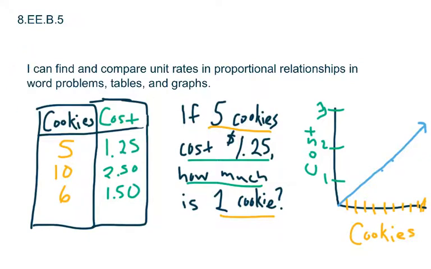Our objective for today: I can find and compare unit rates in proportional relationships in word problems, like the one in the middle, in tables, like this one on the left, and graphs, like the one on the right. So these are all the same problem, they just are in different forms. It's the same problem from the do now, again, just in a table, word problem, and graph.